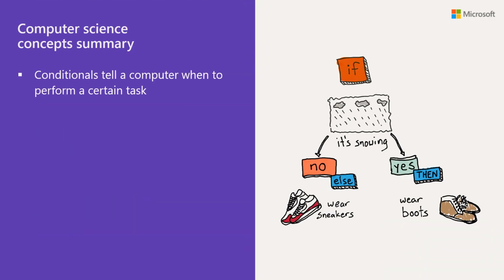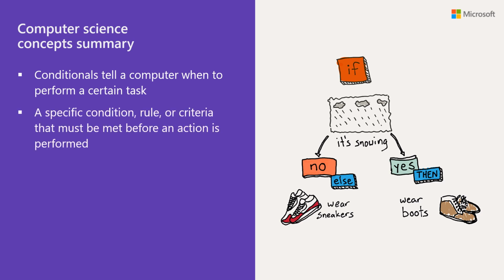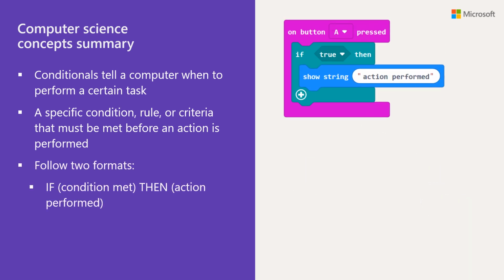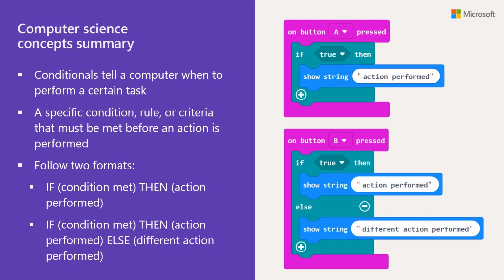So an important part of coding is telling the computer when to perform a certain task, which is where conditionals come in. They clarify a specific condition or a rule or a criterion that must be met before an action is performed. So conditionals follow two formats. If a condition is met, then a certain action is performed. Or if a condition is met, then an action is performed, or else a different action is performed.